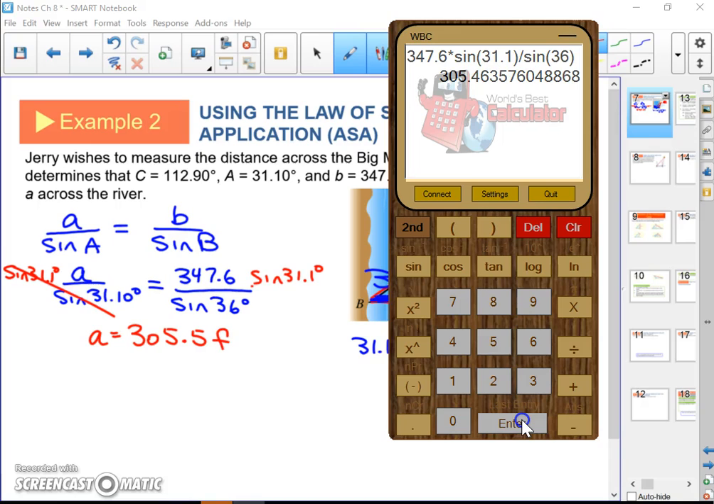305.5 feet. You might notice this problem has 4 significant figures, and so that's why I rounded off to 4 sig figs. I guess you could round off to 0.46 if you didn't care about sig figs, but we got the distance across that river is 305.5 feet.